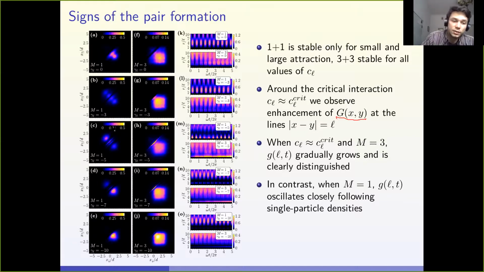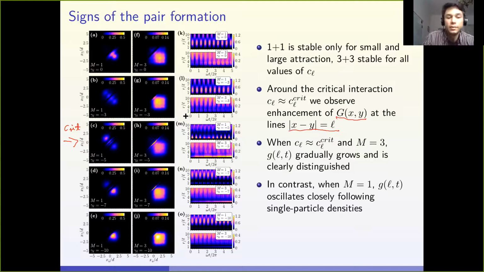And now let us focus on this row. This row corresponds to the critical point. And let us take a look at picture H that corresponds to 3 plus 3. Let us observe that we have a very peculiar trail. We call that a banana in our investigation. So this trail corresponds to the line x minus y equal to L. Okay, so this says that there is a large probability of having two particles of opposite spins at a distance that is roughly the size of the molecule.